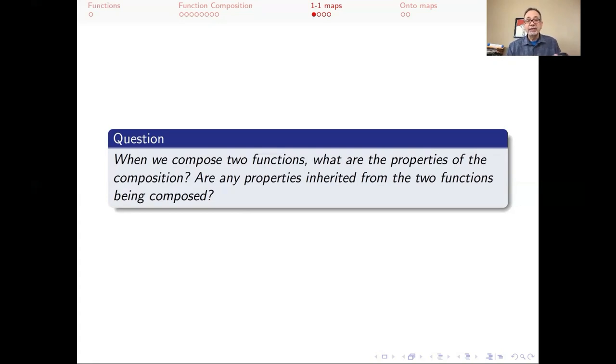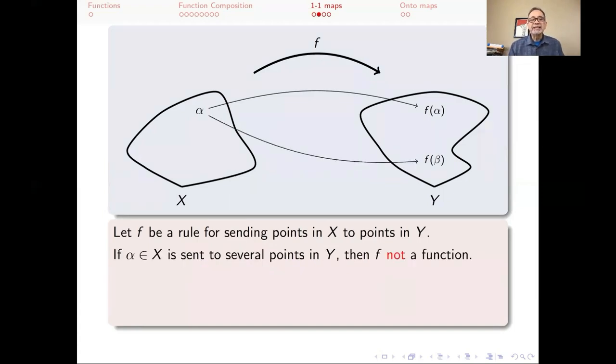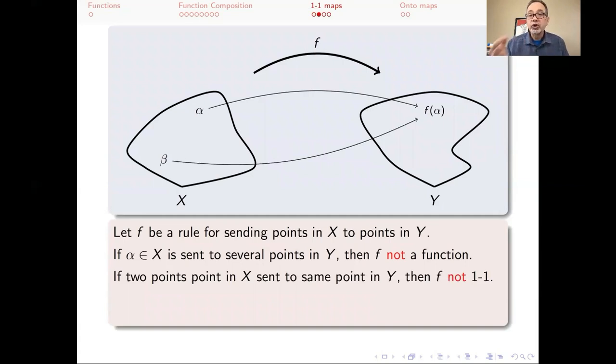And the answer is that in some cases, yes, in some cases, no. But we are interested in one-to-oneness and onto-ness. Let me remind you what that is. If you have a rule that tells you sending points x into y, then if it happens to be that some point in x is sent to multiple points in y, then you don't have a function. That's what the definition of function is. On the other hand, if 2 points go to the same point, then the function is not one-to-one. A one-to-one function is a function that different points go to different places. No two different points go to the same place.